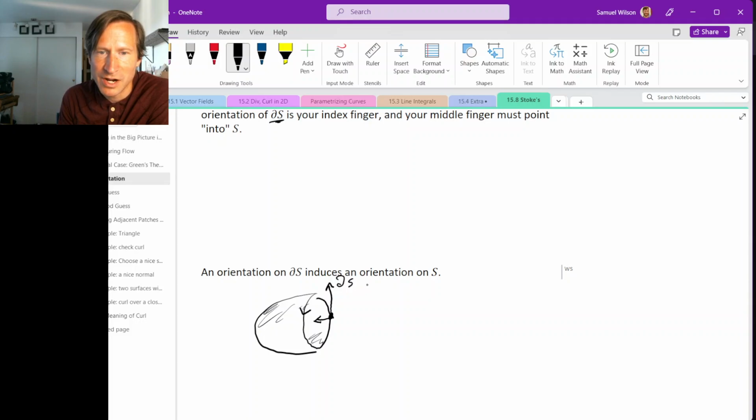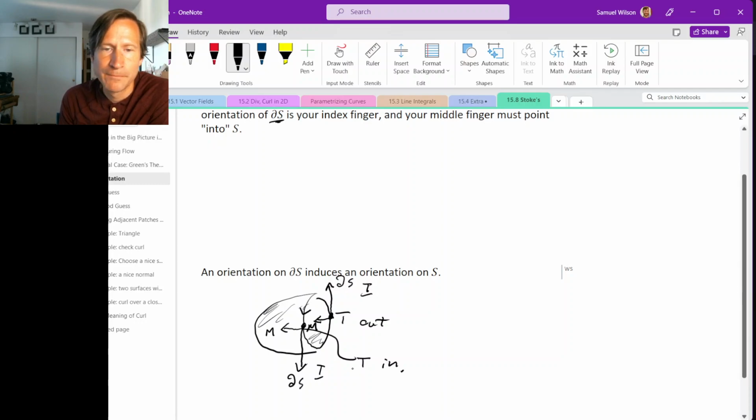Okay, so now we want our index finger pointed this way and our middle finger pointed this way. When you do that, our thumb is pointing out. When we get around to this point, now the boundary orientation is going this way. That's our index finger. The surface is still to this side, to the left, so that's our middle finger. And so now, at this point, the thumb is going to be pointing in, right?